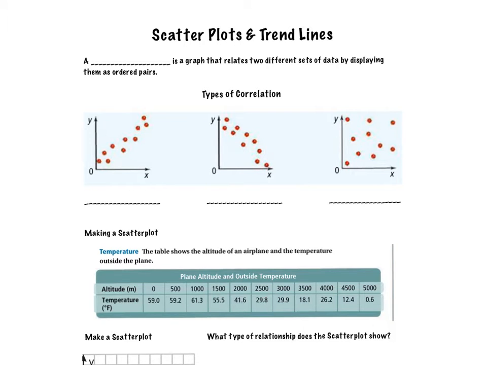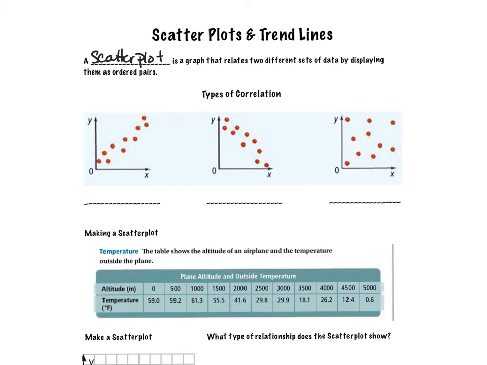All right, today we're going to look at scatter plots and trend lines. So a scatter plot is a graph that relates two different sets of data and displays them as an ordered pair, right? So I have three types of scatter plot correlations that we'll talk about.